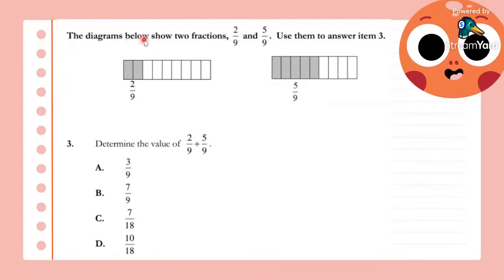The diagram below shows 2 fractions. So these diagrams below show 2 fractions. One is showing 2/9 and one is showing 5/9. We're going to use these diagrams to answer item 3. Determine the value of 2/9 plus 5/9. Put your answer in the chat. Tarika saying 7/9. Call the TSB player saying 7/9. Good job so far. Carissa 7/9. Can someone explain how they got 7/9 for their answer? Type an explanation in the chat.